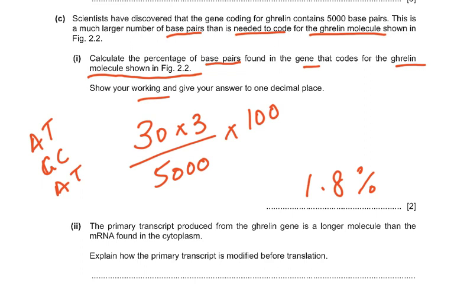Because you see, the molecule has 29 codons for 29 amino acids and a stop codon. So 29 and then 30, 30 into 3, each amino acid is coded by 3 bases. You see, 3 bases code for 1 amino acid, AGA or ATA or AAC. So 30 into 3 divided by 5,000, and this would be 1.8%.